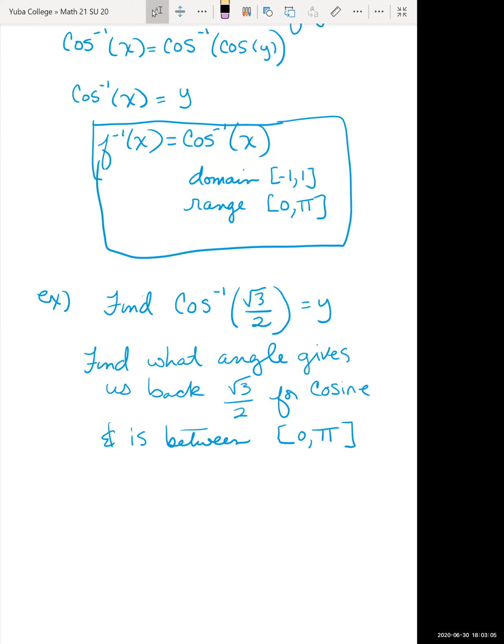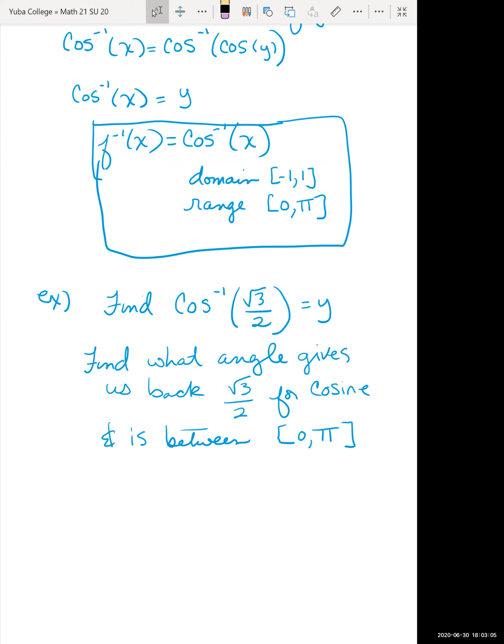There's another angle that gives us root 3 over 2. That would be 11 pi over 6. But 11 pi over 6, quadrant 4, where cosine's positive, is not in that interval. It's past 0, it's past pi. So we're only looking at the one in here. So thinking kind of backwards.